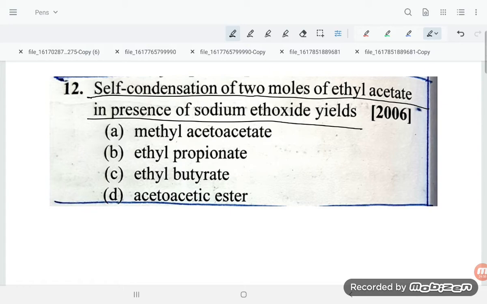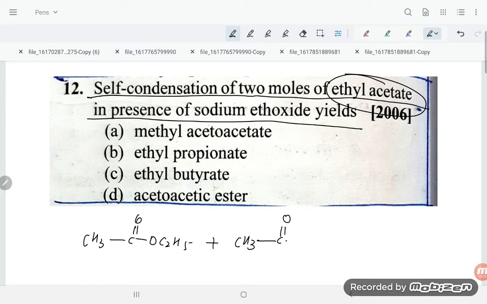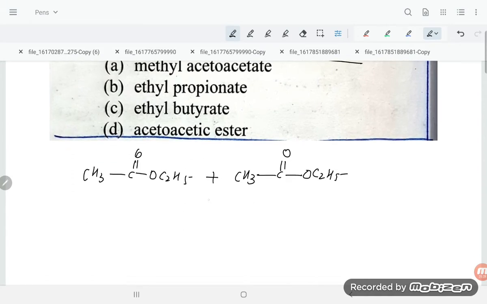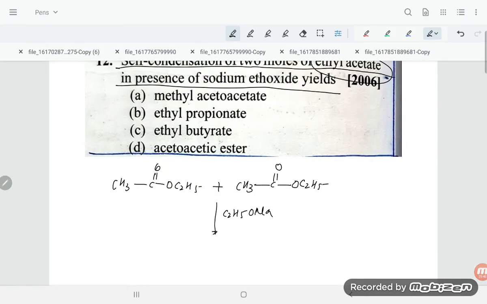So dear students, let us have a look at ethyl acetate. That is CH3C double bond OC2H5. This is ethyl acetate, and then they are saying one more ethyl acetate, so it is CH3 C double bond O and OC2H5. Now students, what we are going to do, it will be C2H5O and A. You are treating with the sodium ethoxide. So what product are you going to get here?